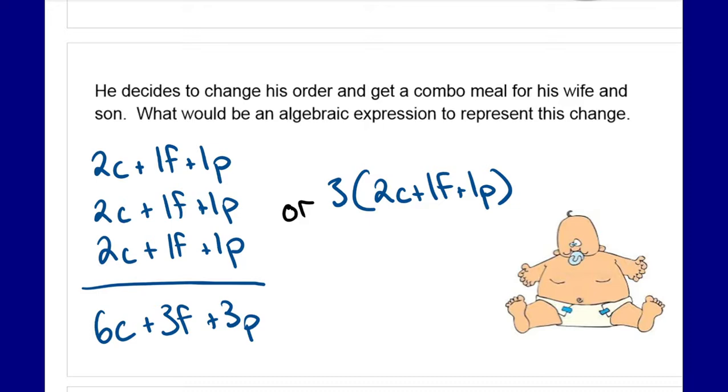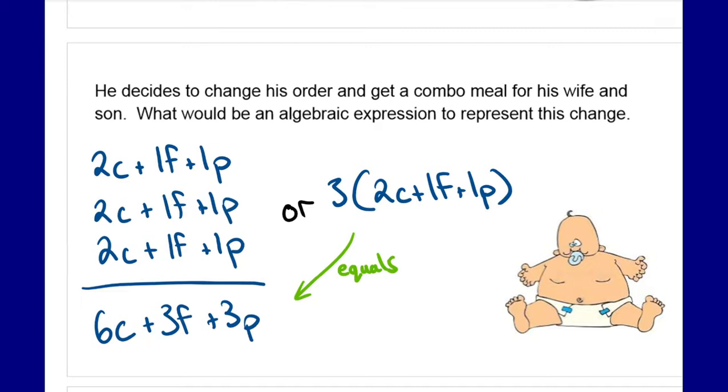So we should recognize that if I take my combo meal and multiply it by 3, it would give me the same answer as what I did. So how does the distributive property work? How does multiplying this polynomial by a value work? Well, that's what distributive property is.